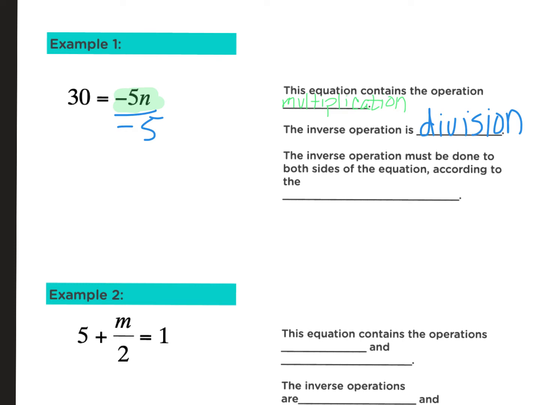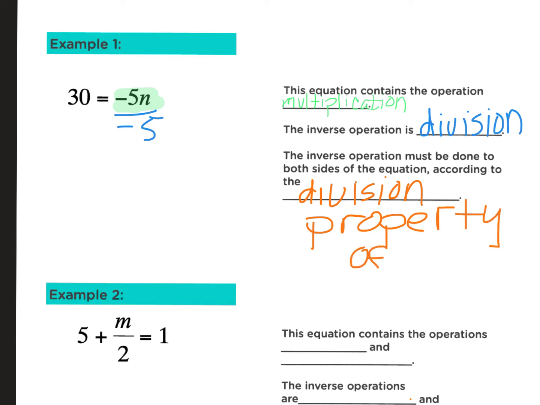And then last but not least, if you do it on one side, you must do it on the other side. The inverse operation must be done on both sides according to, and we're going to fill in this blank, the division property of equality. That is just the big kid word for saying, hey, I divided the right-hand side by -5, so I'm going to have to divide the left-hand side by -5.